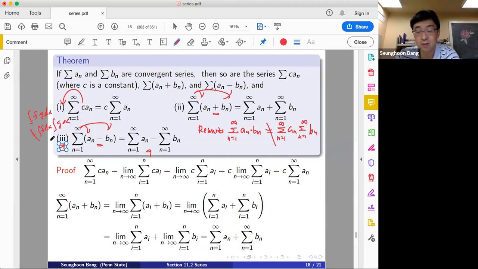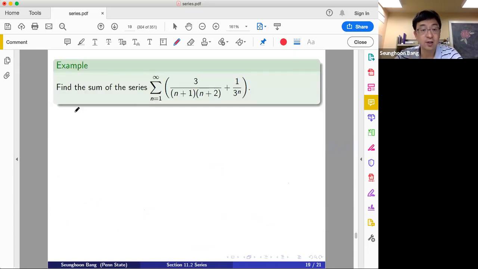You cannot distribute, it's impossible. So the summation n equal to 1 to infinity of an over bn is not the summation of an over the summation of bn. You can't distribute the summation to the top and the bottom. No, don't do that. Really be careful. So when do you distribute? Only addition and subtraction. You have to distribute the summation only in this case. Product, don't distribute. Quotient, don't distribute. Don't distribute this kind of thing.